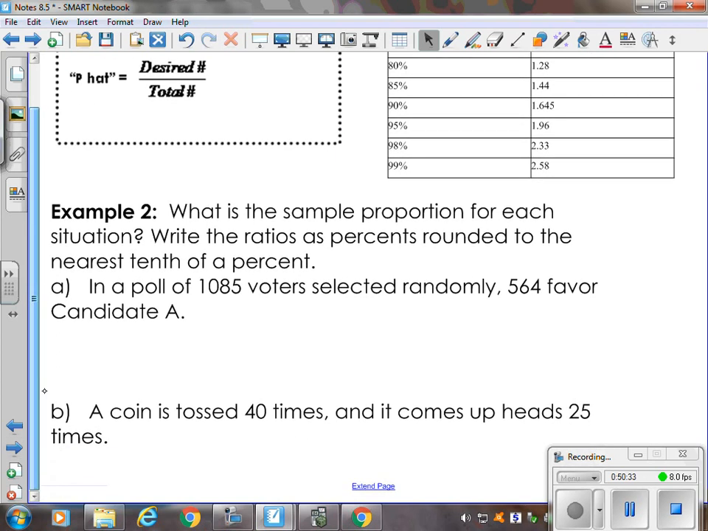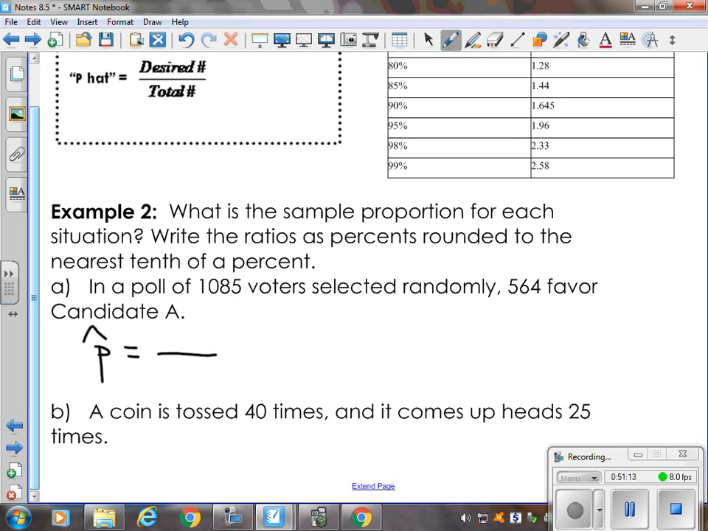Okay. So in question number 2, it says, what is the sample proportion for each situation? Write the ratios as percents rounded to the nearest tenth. And it gives me some values here. First of all, we have to read the scenario and figure out what p hat is as a fraction. So p hat is equal to a poll of 1,085 voters selected at random, 564 favor candidate A.